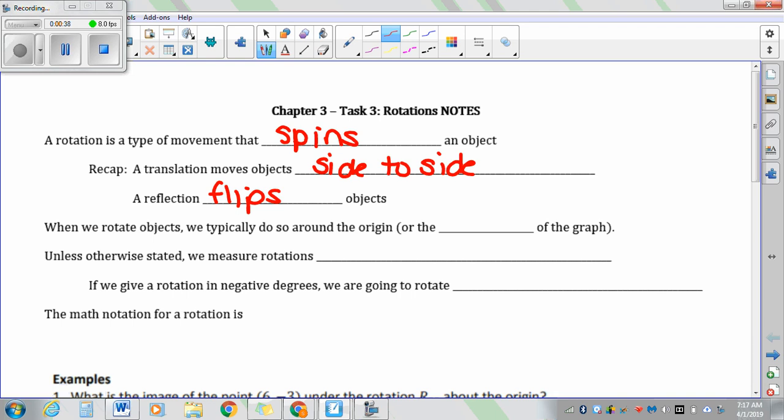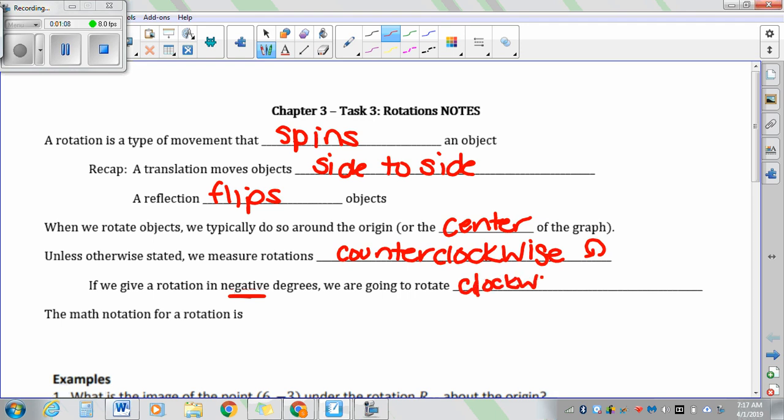When we rotate objects, we typically do so around the origin, or the center of the graph. And unless otherwise stated, we measure rotations counterclockwise. And so that is this way, right? Against the direction that a clock would spin. The way that we say it goes in negative is clockwise. So that's going like the direction a clock would go.